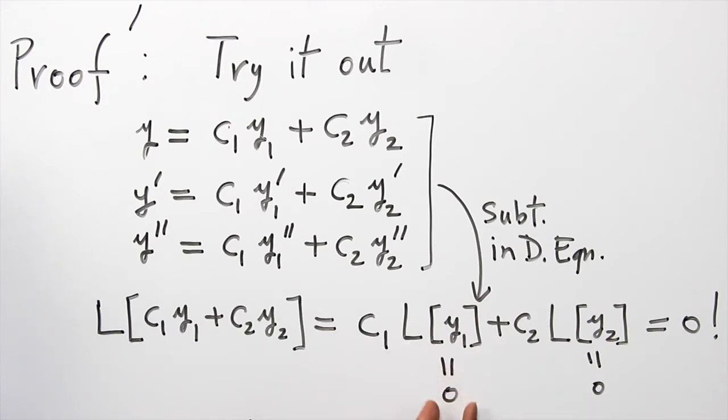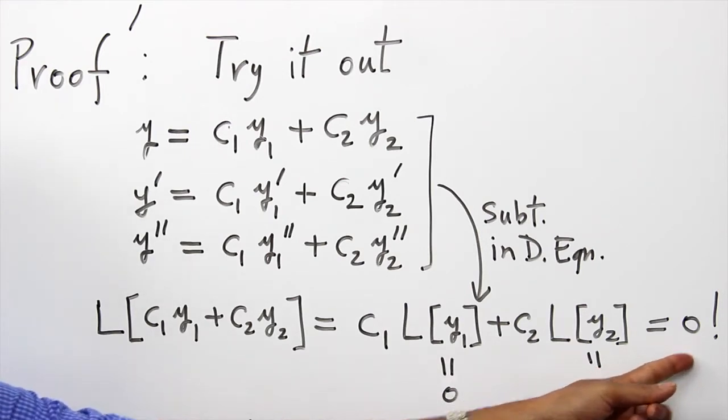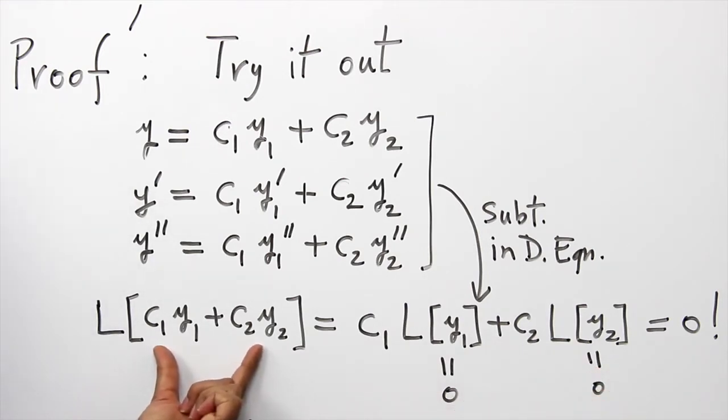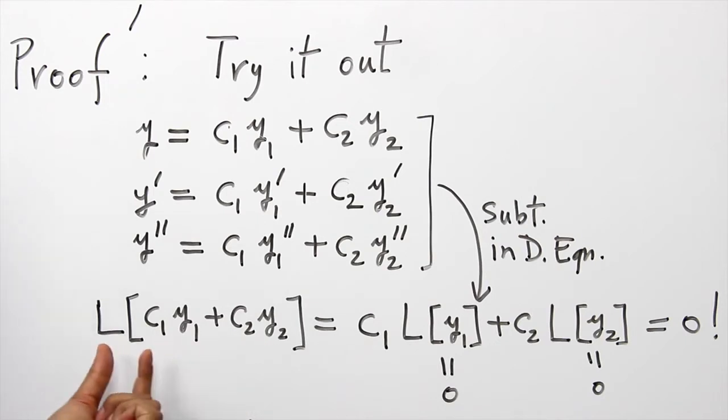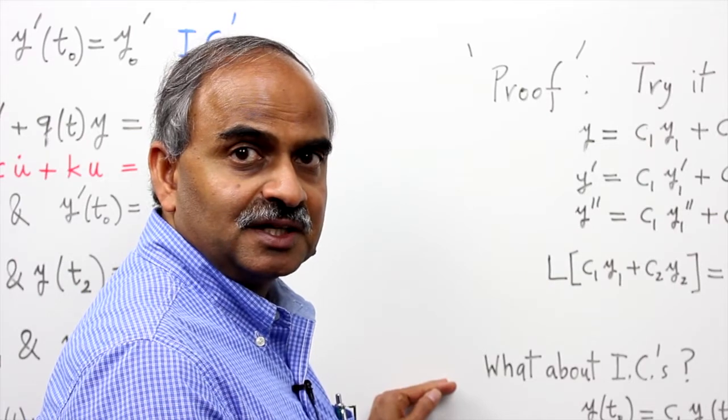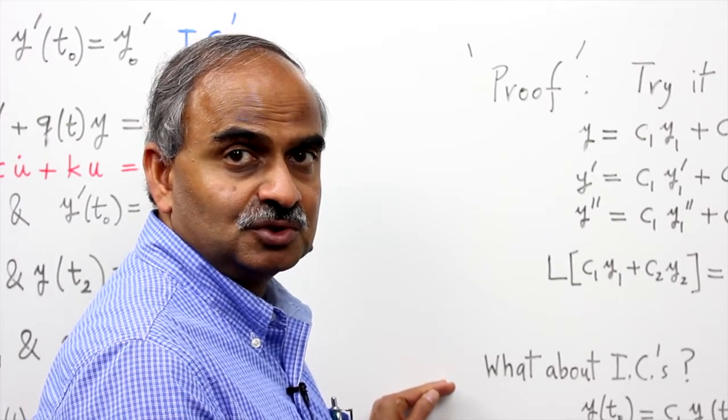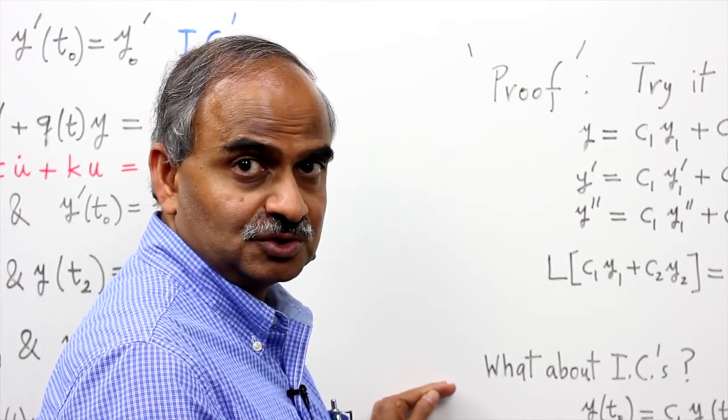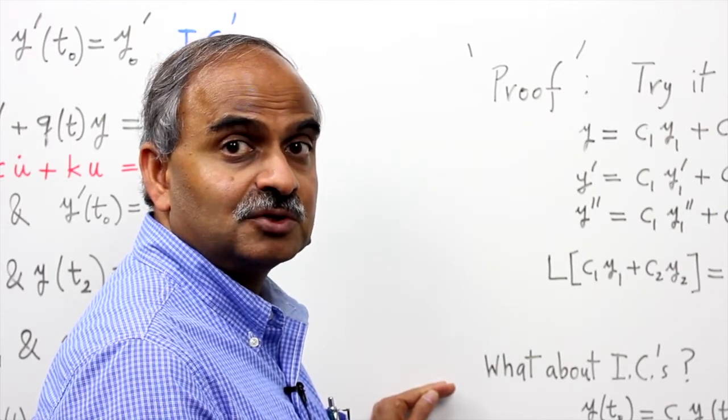And since L of y1 is equal to 0, that is the definition that y1 satisfies the differential equation, and likewise L of y2 is equal to 0 because that also satisfies the differential equation. Therefore, for arbitrary constants c1 and c2, this expression is always equal to 0, which means that this composition with arbitrary constants also satisfies the differential equation. So far we just verified that a linear combination of two solutions y1 and y2 is also a solution to the differential equation. So you may ask, what about initial conditions?